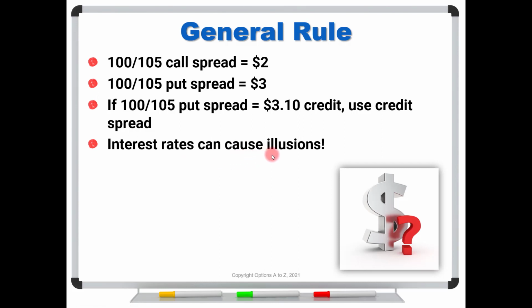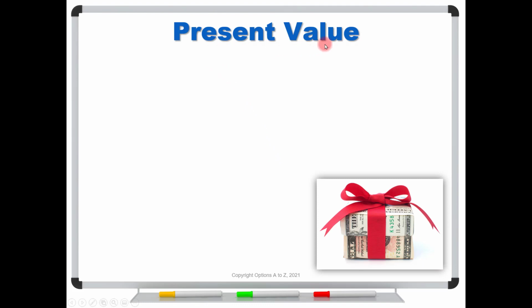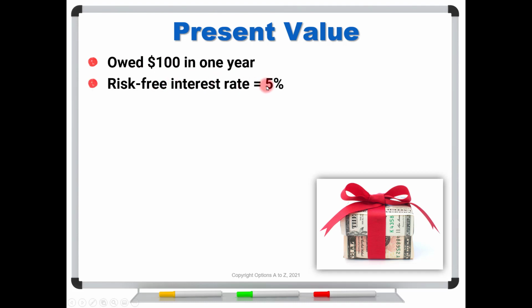And to see why, we have to back up to another principle that I've talked about before called the present value of money. And the way that it works is this. Let's say that somebody owes you $100 in 1 year, and the risk-free interest rate is 5%.